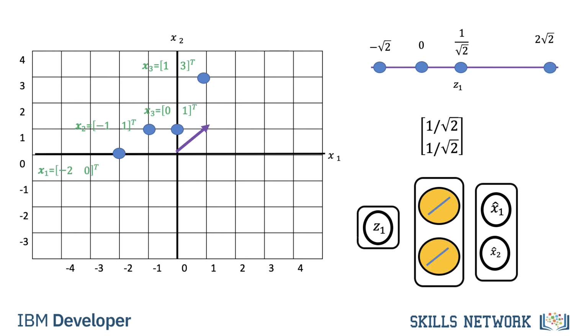Now let's see how the decoder works. We take the code for the first sample. We pass it to the decoder. We get the output. We take the code for the second sample. We pass it through the decoder. We get the output. We repeat the process. We see all points fall on the line that are a scalar multiple of the decoder. We see that all the data points can be represented on the line. For the most part, this is a good approximation.